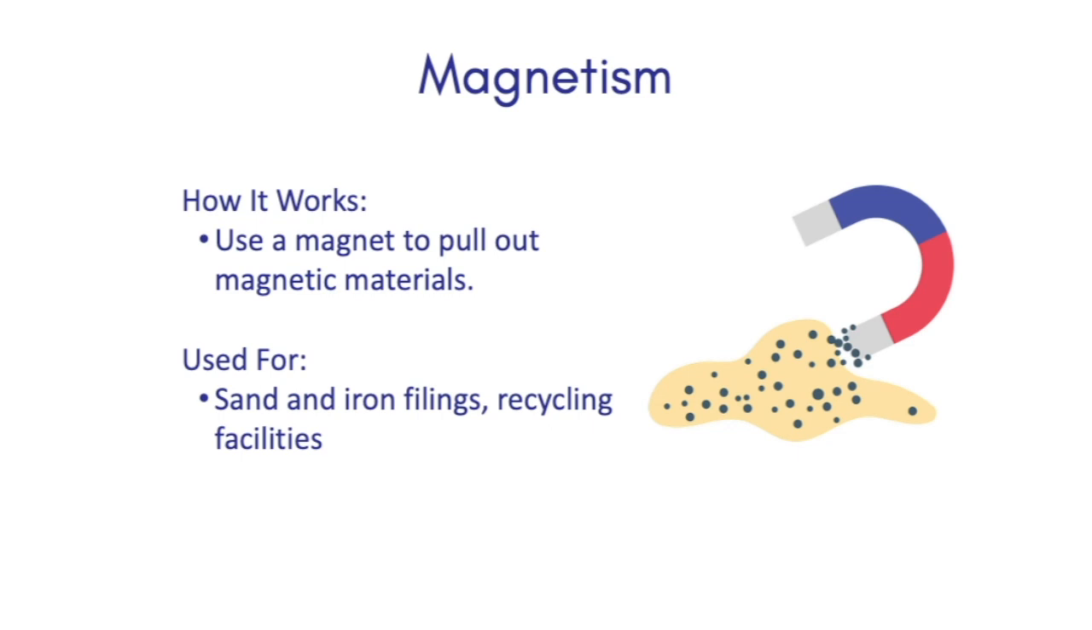Magnetism uses the magnetic properties of a substance to help us separate it. For example, with metals such as iron shavings and sand, you can run a magnet over it and it will pull the iron out, leaving the sand behind.